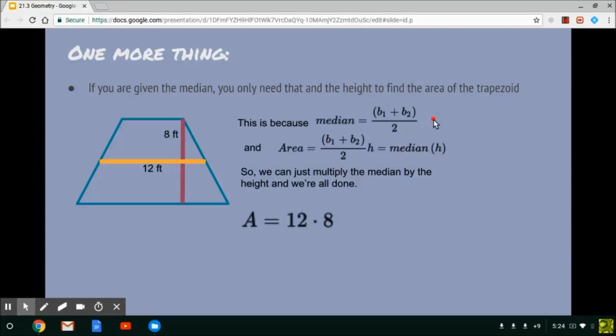So in this case, the area is just going to be 12 times 8 since 12 was the median and 8 is the height. And that's equal to 96. So our area ends up being 96 feet squared.